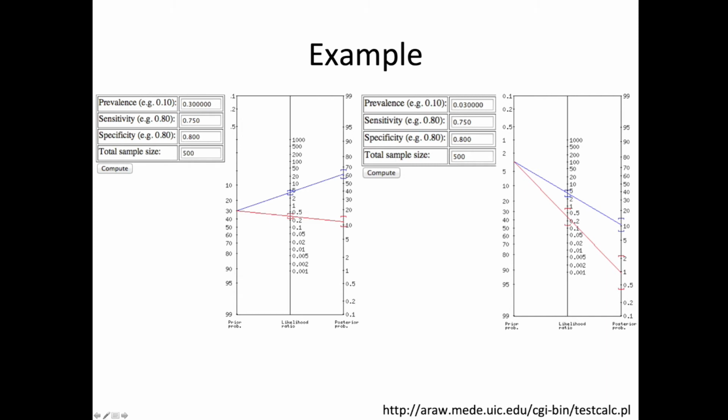So this is actually an example of Bayesian statistics, where you have a pre-test probability, a test result, and a posterior or post-test probability.